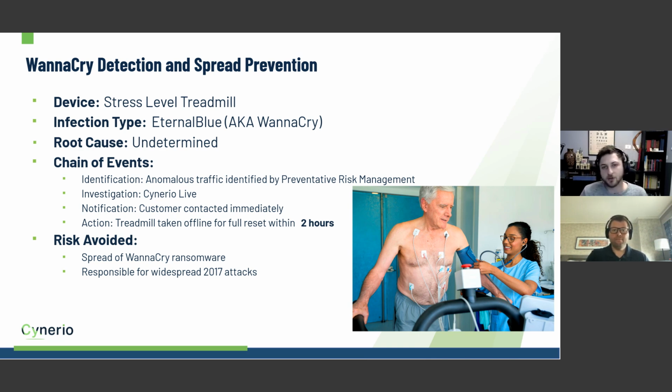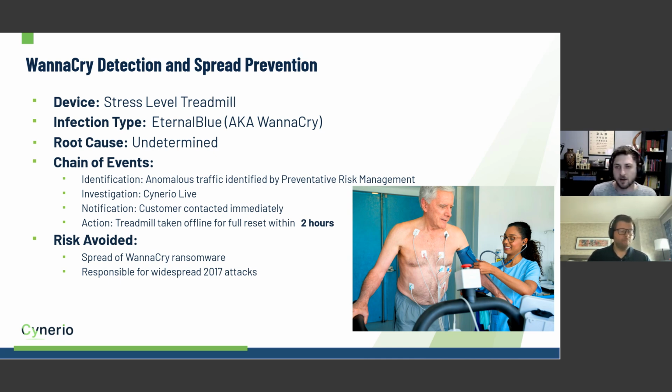We had just arrived in their network. We had just started seeing traffic. And that same day, as soon as we were connected, we immediately noticed that something fishy was going on with a device that we eventually identified as a stress level treadmill.